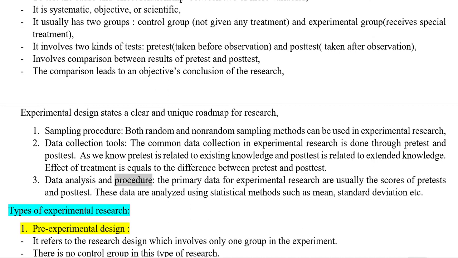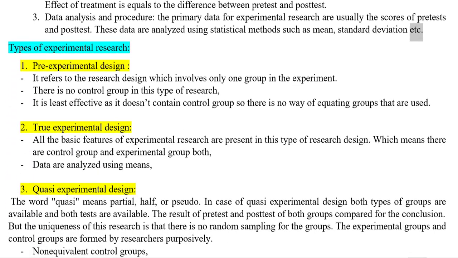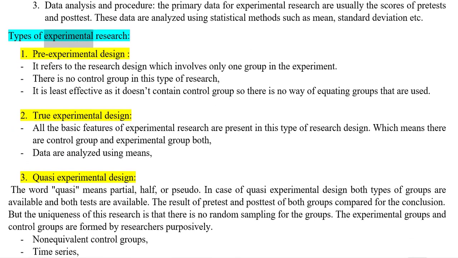Data analysis and procedure. The primary data for experimental research are usually the scores of pre-tests and post-test. These data are analyzed using statistical methods such as mean, standard deviation, etc. Types of experimental research.